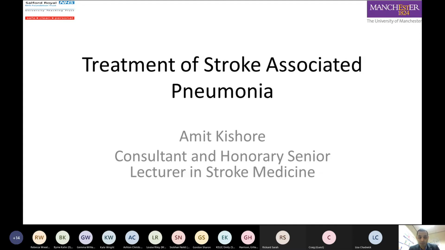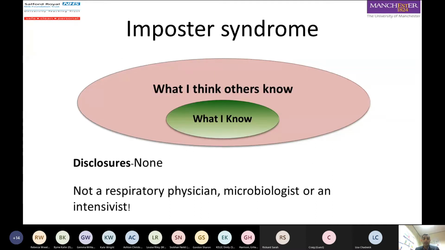I'm Amit Kishore. I'm the stroke physician at Salford. Thanks, Craig, for the fantastic talk on diagnosis. I'll be talking today on the treatment of stroke-associated pneumonia. I'm hoping to bring some science to this because obviously a lot of you will be wondering what is that in treatment, because antibiotics, of course, are the mainstay. I've got no disclosures, but of course I'm not a respiratory physician, microbiologist or intensivist.